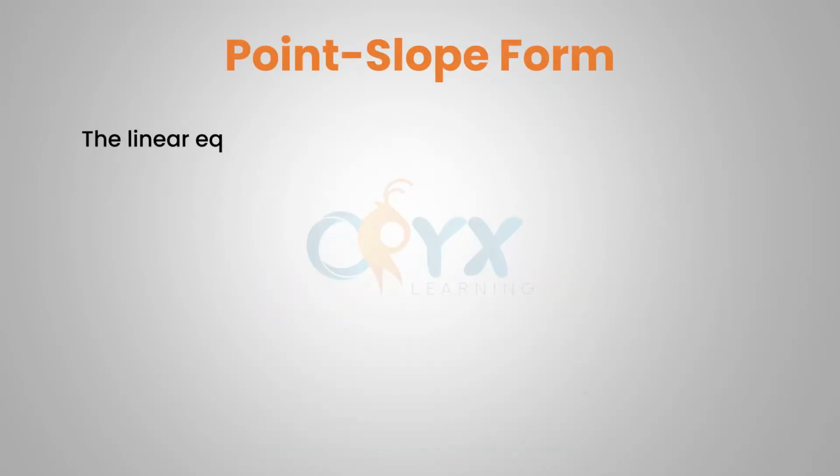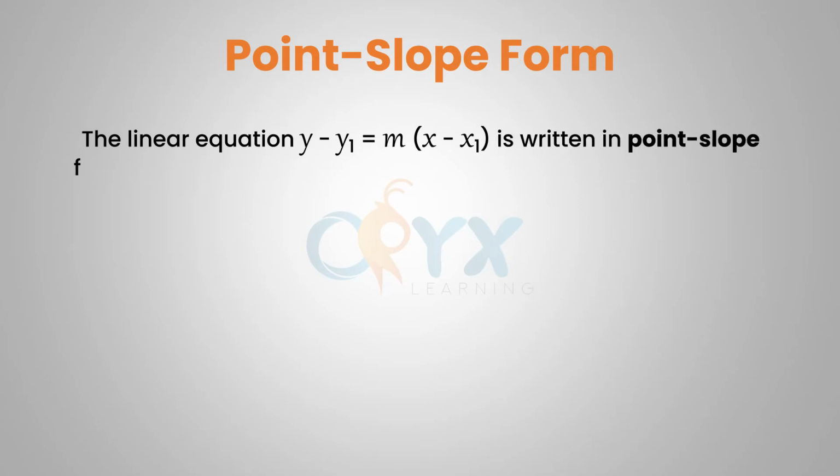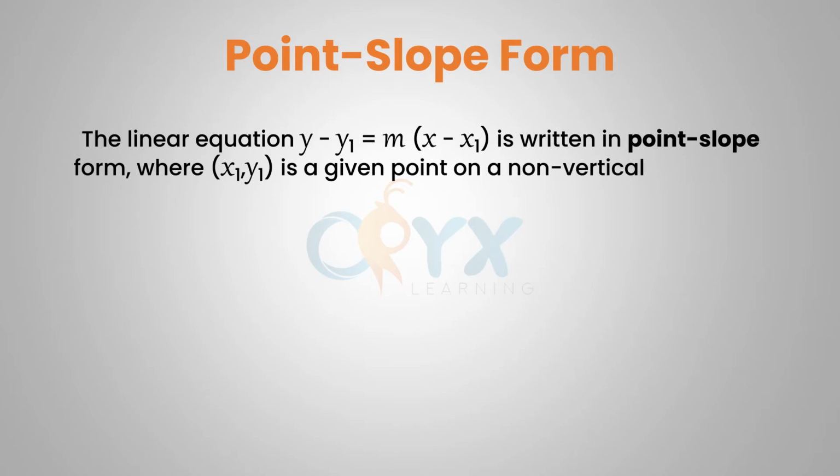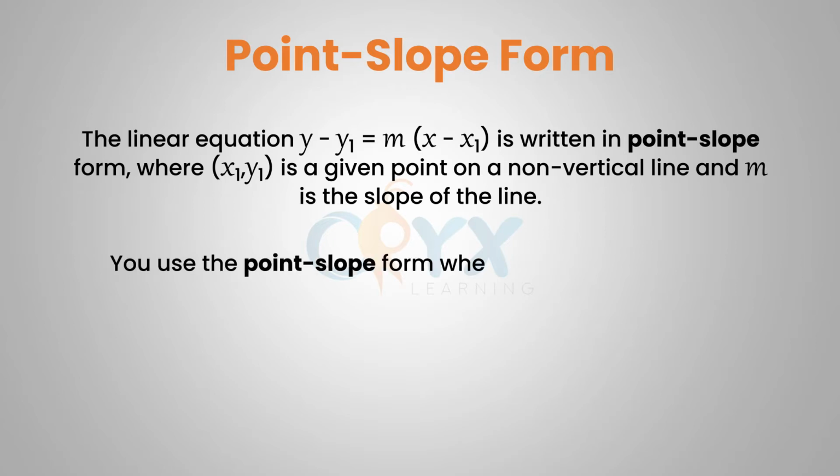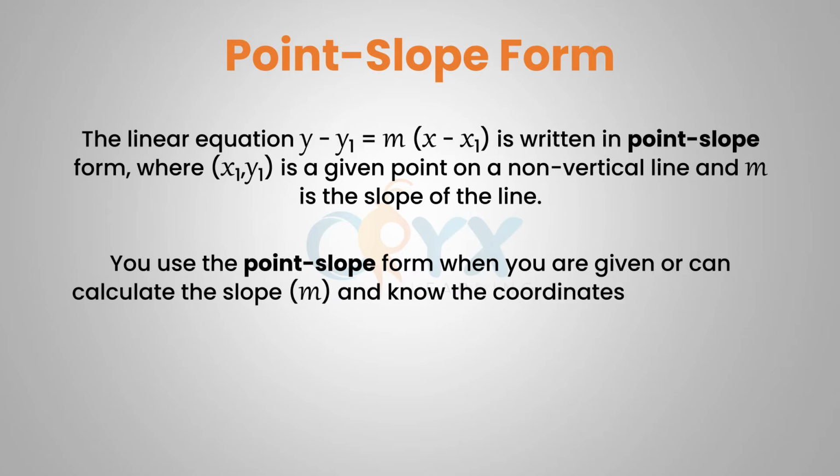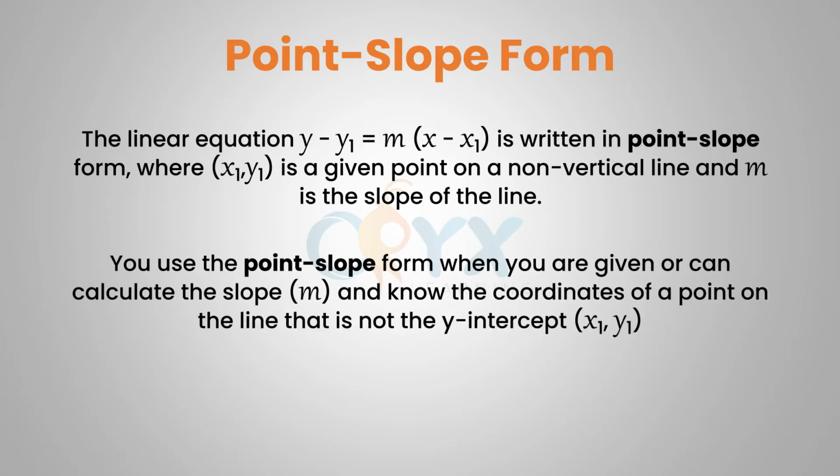The linear equation y minus y1 equals m times x minus x1 is written in point-slope form, where (x1, y1) is a given point on a non-vertical line, and m is the slope of the line. You use the point-slope form when you are given or can calculate the slope m and know the coordinates of a point on the line that is not the y-intercept, (x1, y1).